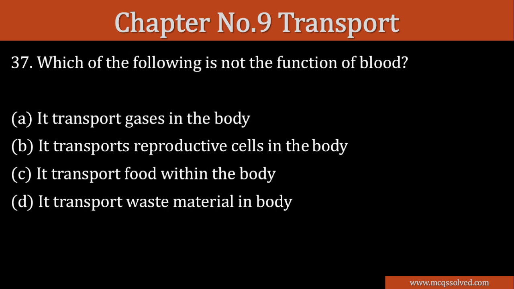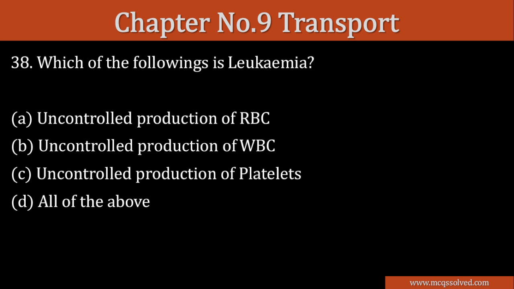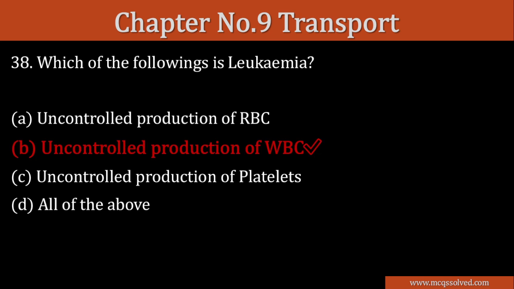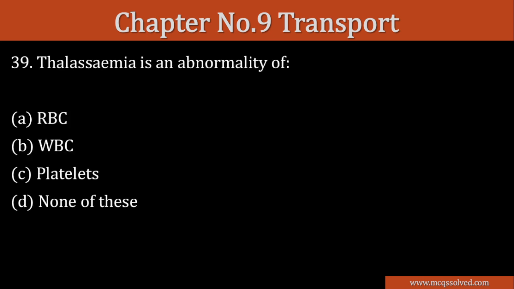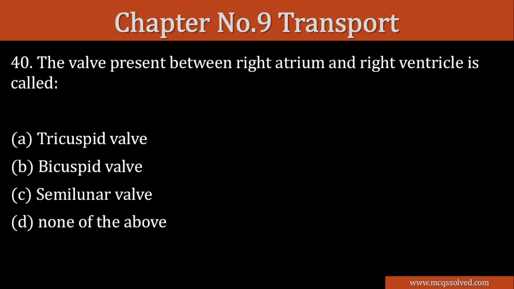Which of the following is not the function of blood? It transports reproductive cells in the body. Which of the following is leukemia? Leukemia is the uncontrolled production of white blood cells. Thalassemia is an abnormality of red blood cells.